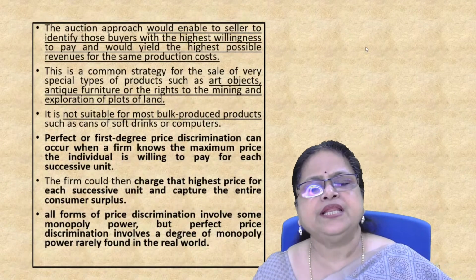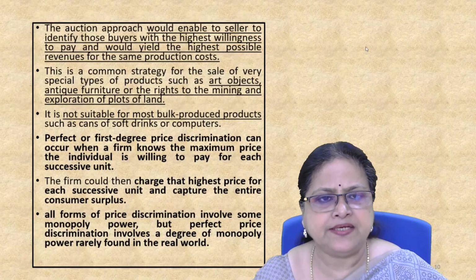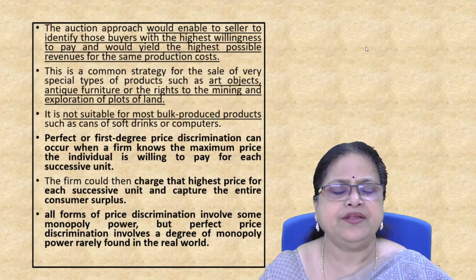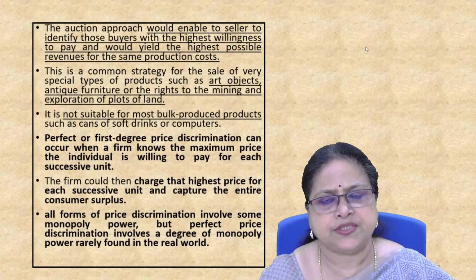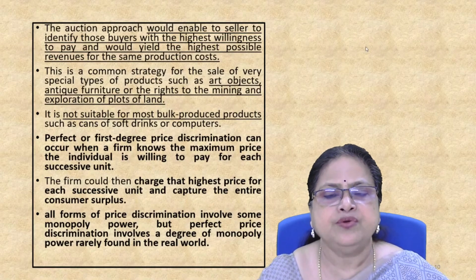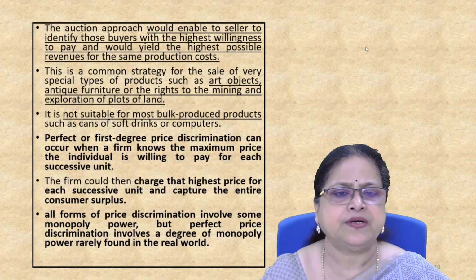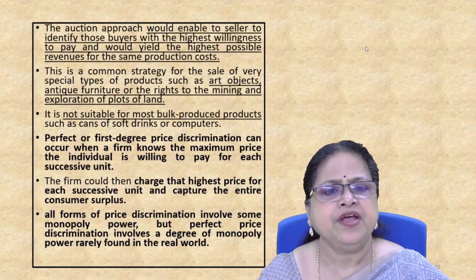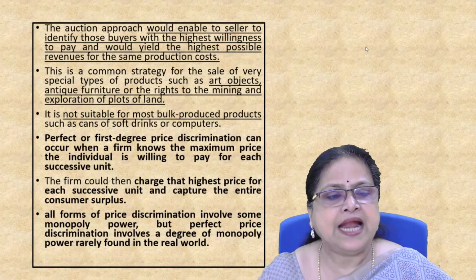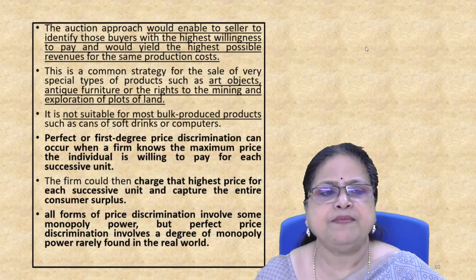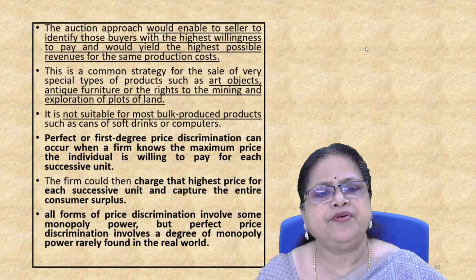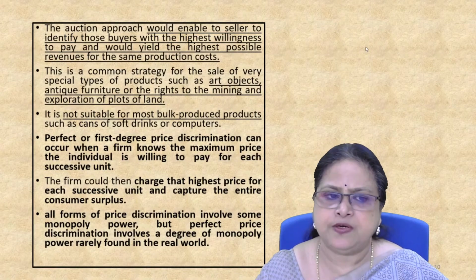The auction approach would enable the seller to identify these buyers with the highest willingness to pay and would yield the highest possible revenues for the same production cost. If there is bidding, then the person who is going for the highest payment will get that product. This is a common strategy for the sale of very special types of products such as art objects, antique furniture, or the rights to the mining and exploration of plots of land. It is not suitable for most bulk produced products.